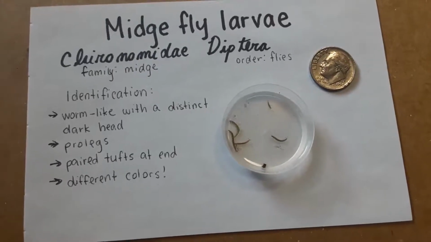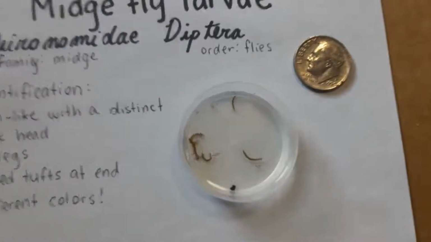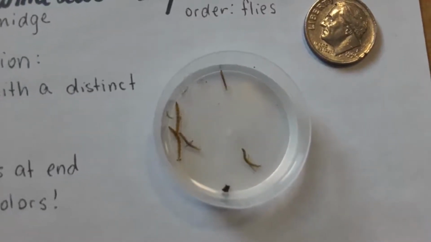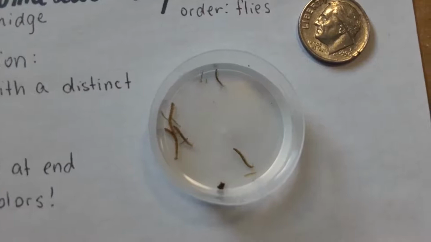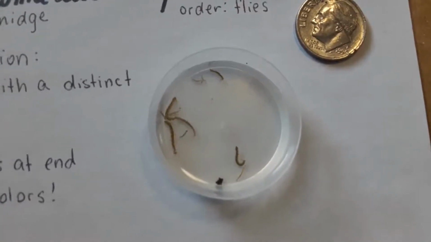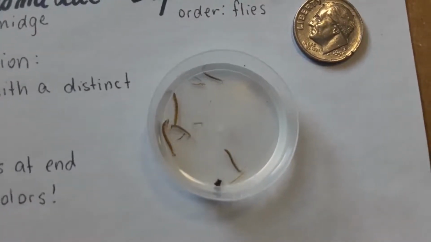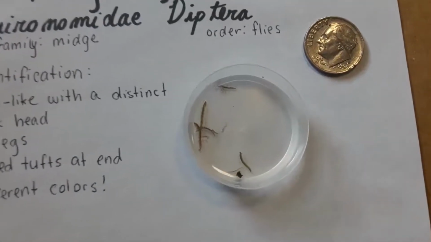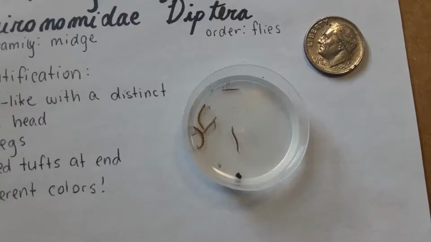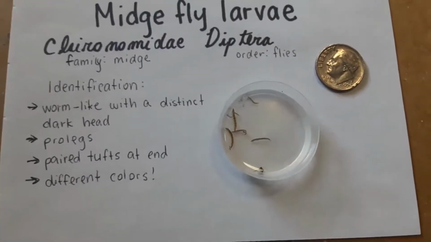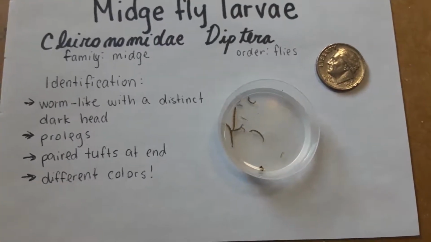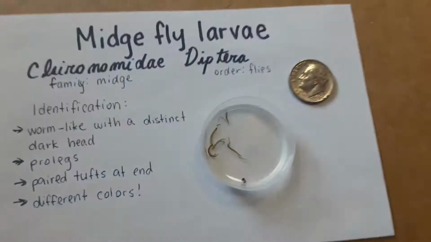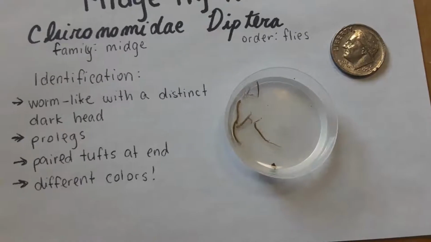They are worm-like with a distinct dark head. As you can see here, distinct dark head. You can tell by their behavior in the water. They kind of look like they're doing sit-ups sometimes, right? So they're bending in one direction. Like those little guys are bending a lot. They have prolegs, so it's a pointed, jointed leg, like we can bend our fingers. They cannot bend their legs.